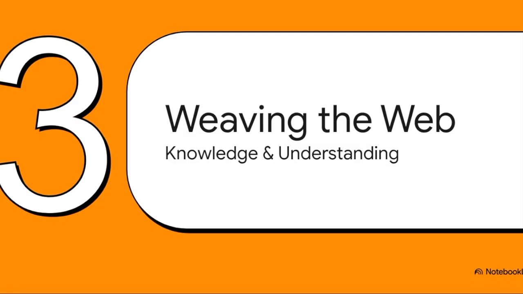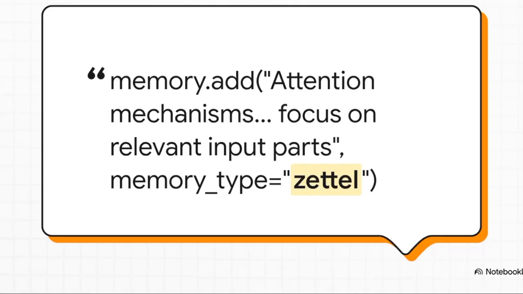So we have all these different memory types, and they're all constantly evolving. But how do they all connect? How does the system go from just having a bunch of isolated facts to creating a real web of understanding? Well, the secret sauce is a special memory type called Zettelkasten. It's a German word that means slip box. And it's a way of managing knowledge by creating these small, atomic notes about a single idea.